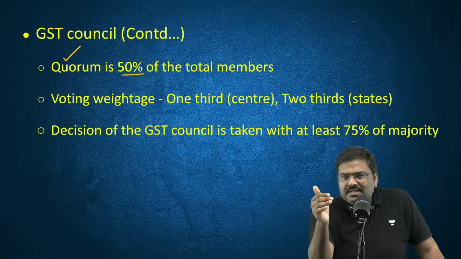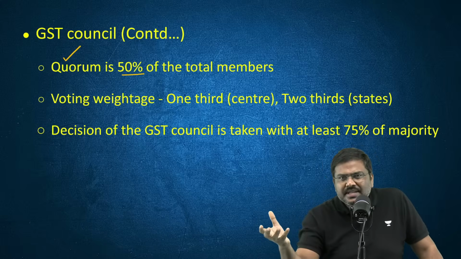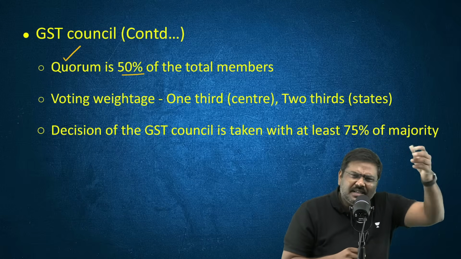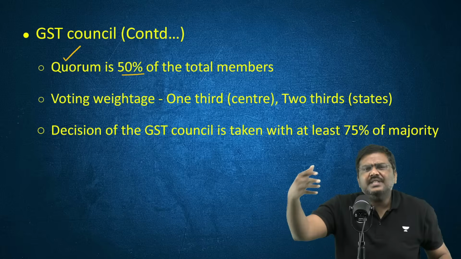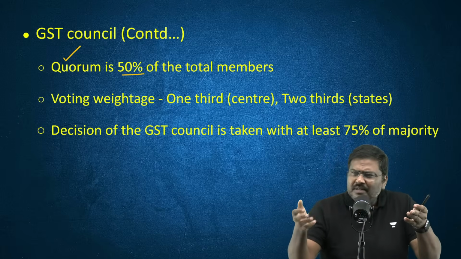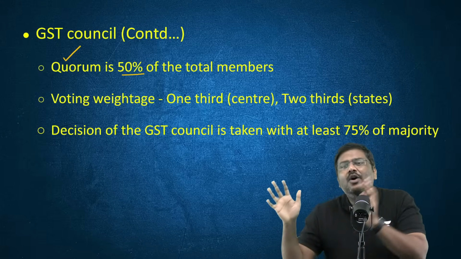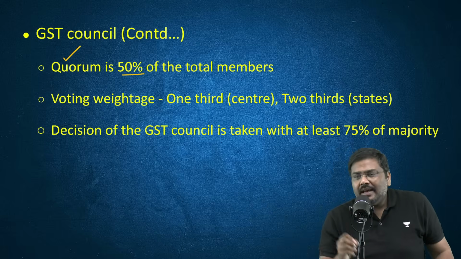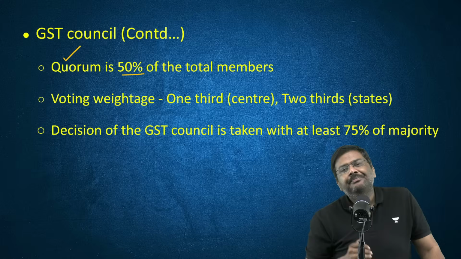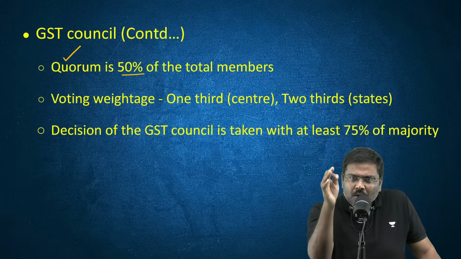But let's say certain states are opposed to a particular proposal. Right? Some states will say, let's increase the tax rate. And some states will say, no, no, no, let's decrease the tax rate. And some states will say, let's keep the same tax rate. And the finance minister, who is a representative of the union government, does not know whether to go with this, that, or this. In that particular case, when there is a division in the GST Council, there shall be a voting. Remember this. Whenever there's a division, there shall be a voting.